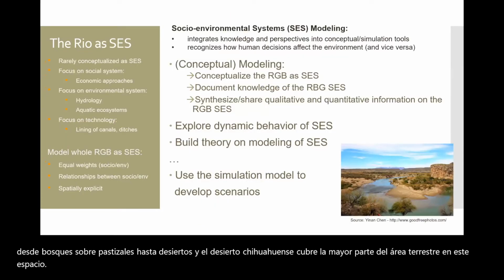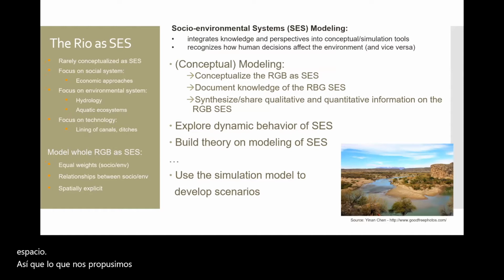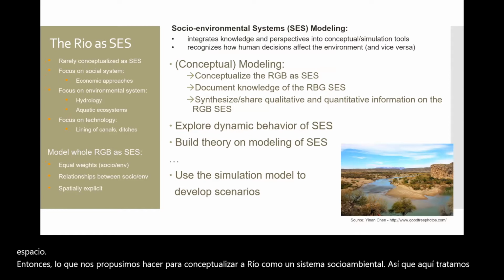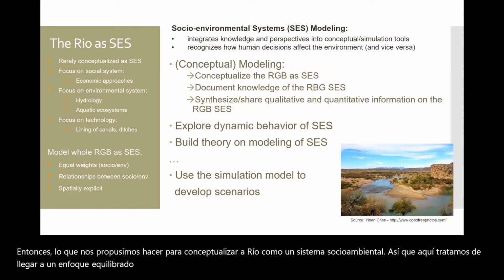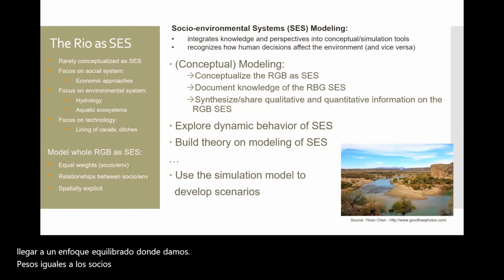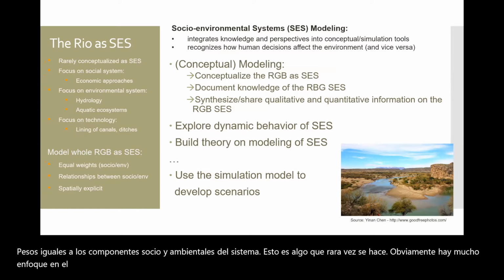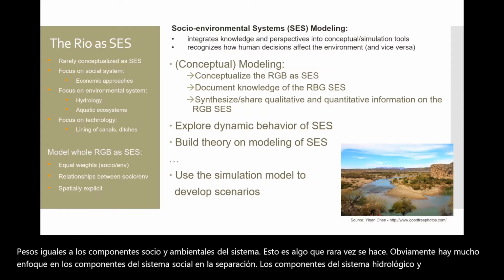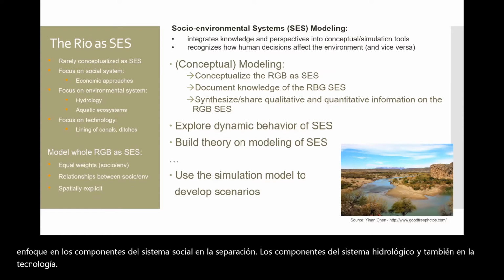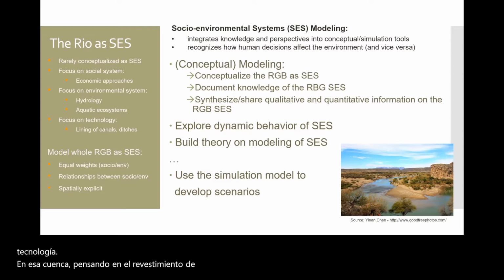So what we set out to do was to conceptualize the Rio as a socio-environmental system. So here we try to come up with a balanced approach where we give equal weights to the socio as well as environmental components of the system. This is something that is rarely done. There's obviously a lot of focus on the social system components in separation, the hydrological system components, and also on the technology in that basin, thinking about the lining of canals and ditches as an example.